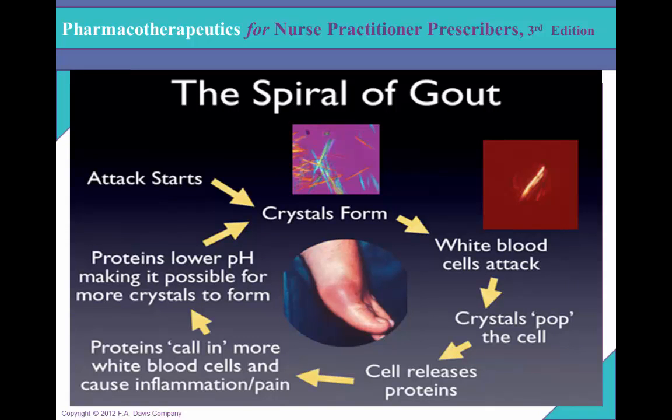So talking about the metabolism, what happens in gout is that once an attack starts and these monosodium crystals are formed, the white blood cells are attacked and they release proteins. And these proteins attach to the white blood cells producing an activation of the inflammatory pathway, lowering the pH of the synovium and allowing more monosodium crystals to precipitate.